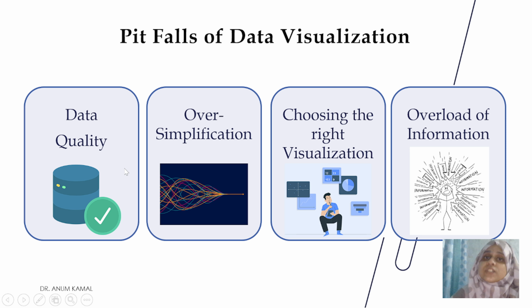The accuracy of visualization depends on how good the data is. That means the quality of data. If the data is inaccurate or incomplete, it can lead to biased decisions or inaccurate predictions. Then the second pitfall is oversimplification. Simplifying the data too much in order to derive conclusions can lead to losing important details. Like using a pie chart oversimplifies complex relationships between categories.